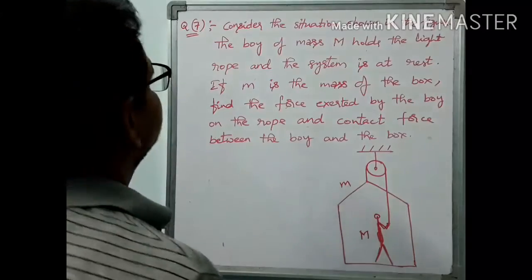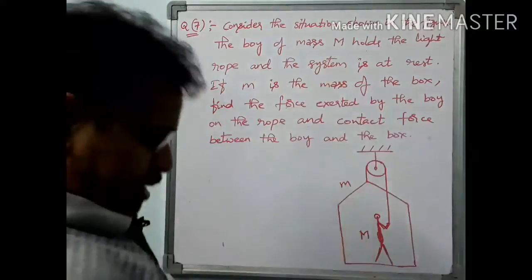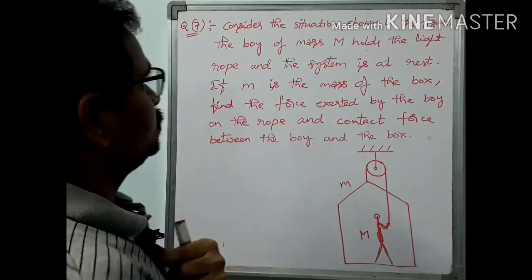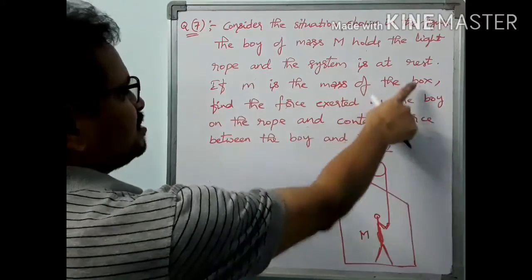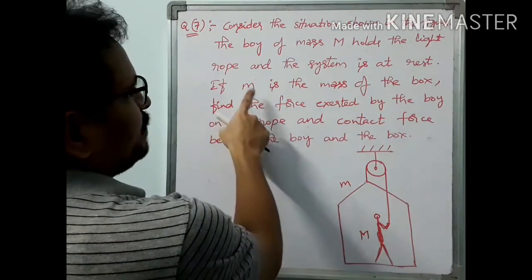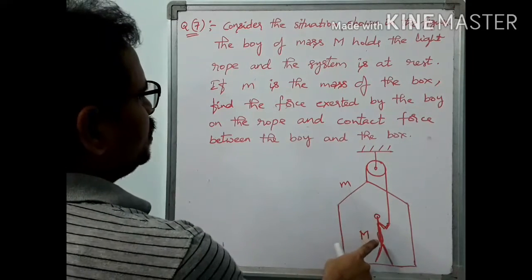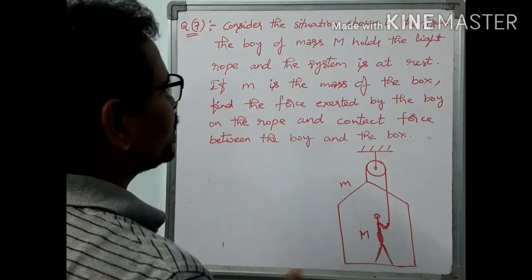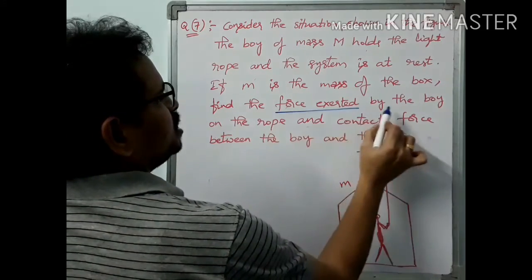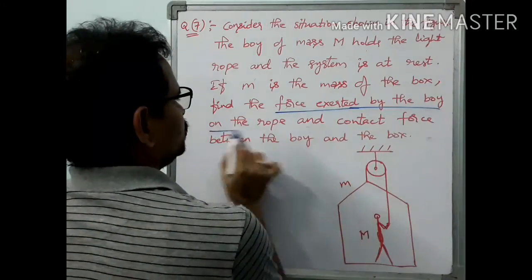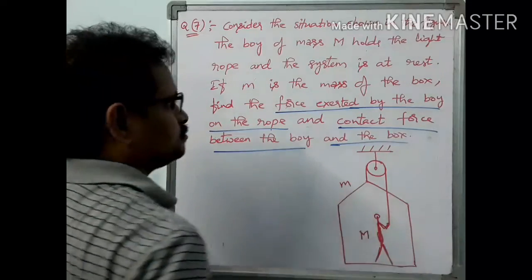So the next question is question number 7. Consider the situation as shown in the figure. The boy of mass capital M holds the light rope and the system is at rest. If M is the mass of the box, find the force exerted by the boy on the rope and the contact force between the boy and the box.